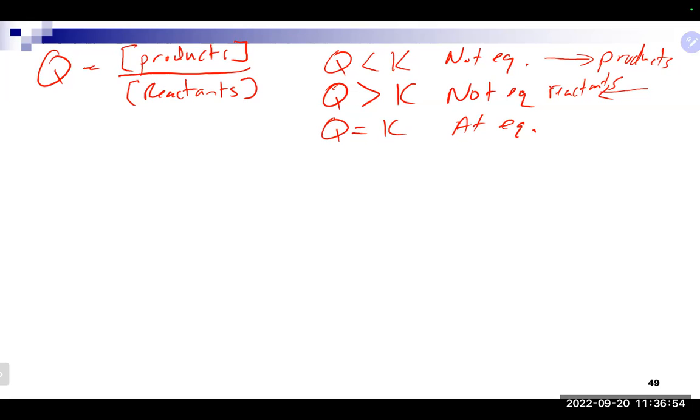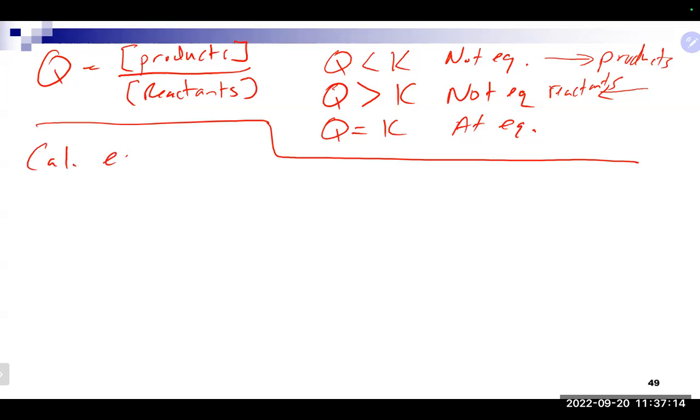The other situation where you should use Q is when you are given the concentrations of everybody in a reaction and you're doing some type of ICE table calculation, trying to figure out the equilibrium concentrations. You should calculate Q. What it will affect is perhaps the change part of it. Speaking of that, that was the other major thing that we did, which was calculating equilibrium concentrations.